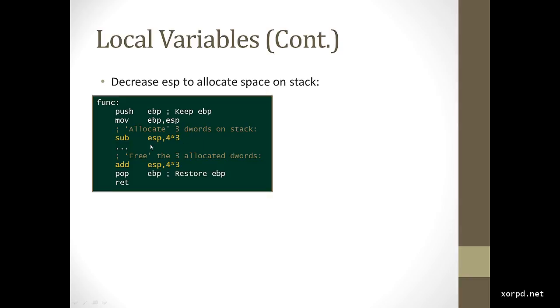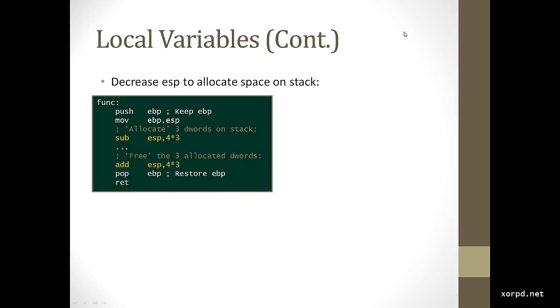Then inside the function, we could use those dwords. We are assured that nobody is going to touch those dwords because ESP could only decrease. It could not increase at this part of the code. At the end of the function, we just add those 12 bytes back, and so we actually free them. Eventually, we exit the function as usual. We just pop EBP and use the ret instruction.